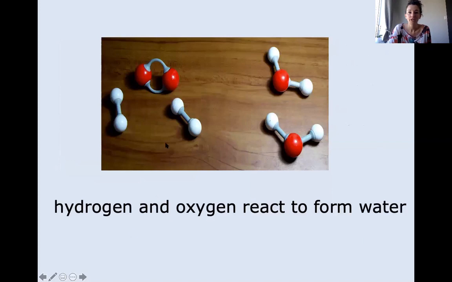And hydrogen, which is here, these are the hydrogen molecules, and this oxygen molecule here, they bond together. What happens during this chemical reaction is the bonds break and the atoms move and rejoin to form the compound water.